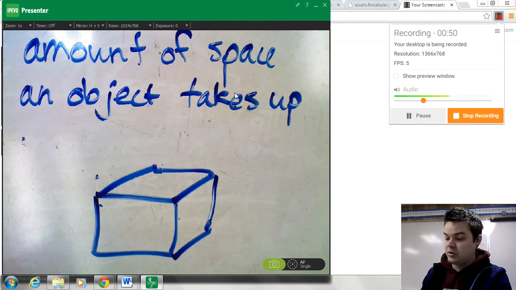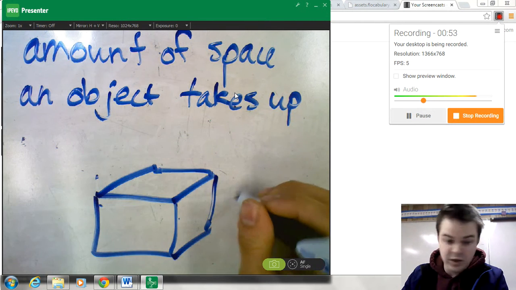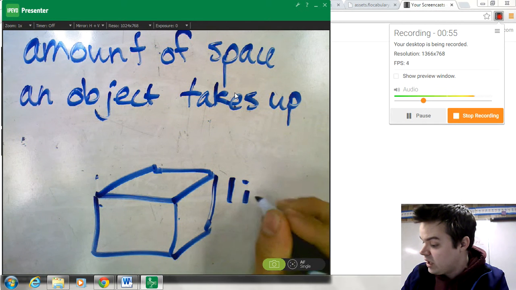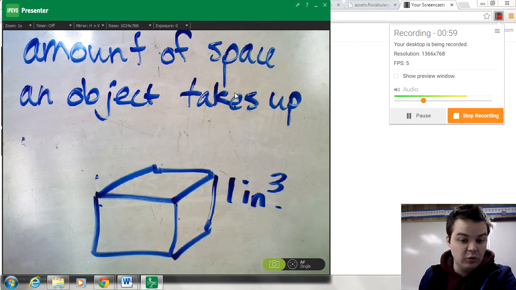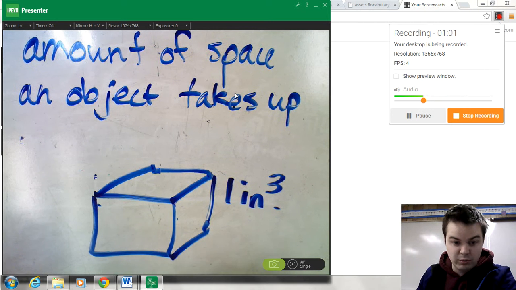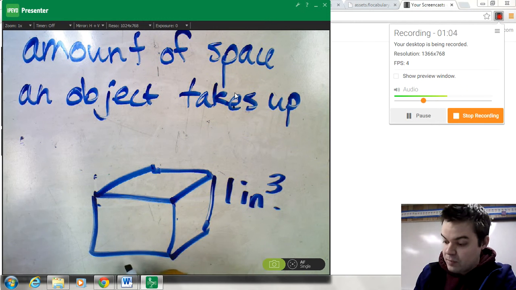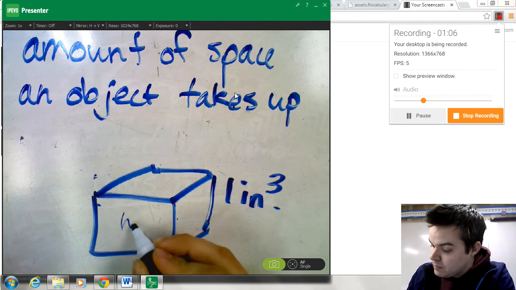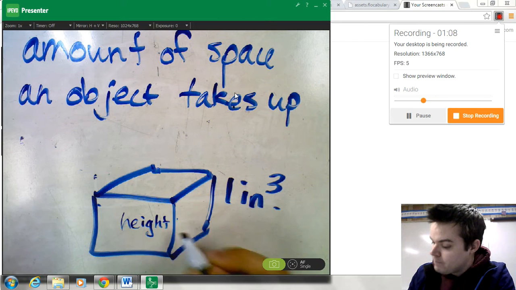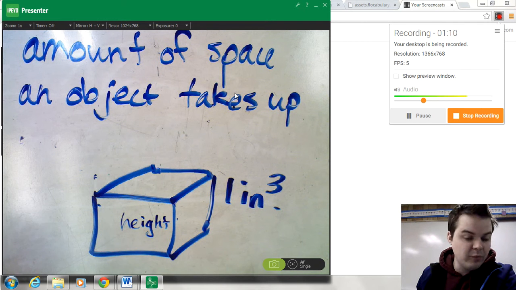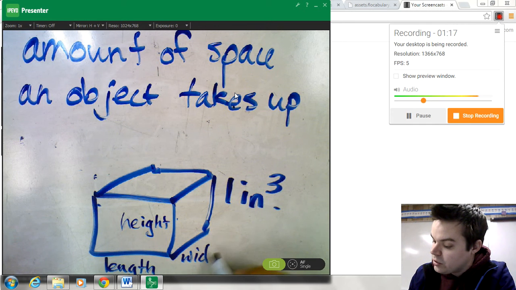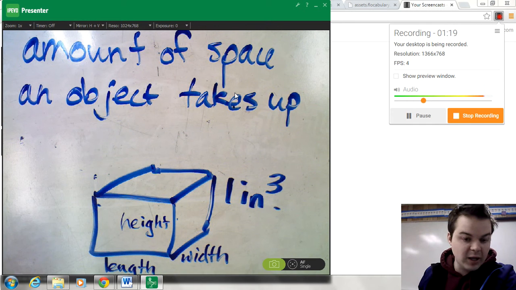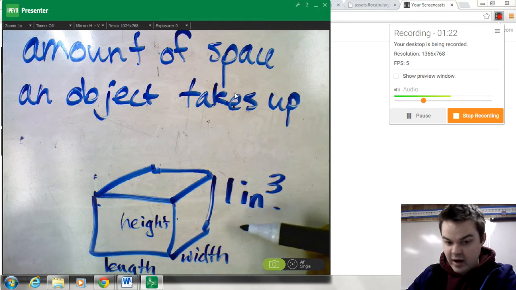Now, any cube is made of 3 dimensions. That's why it's called cubed, and if this was 1 cubic inch, it would be 1 inch cubed, to the 3rd power. Now, it says to the 3rd power, cubed, because there are 3 dimensions, like a 3-dimensional object. So you have your height going up, and then you have what we usually would have for area, which is length, the longer side, and width, the shorter side.